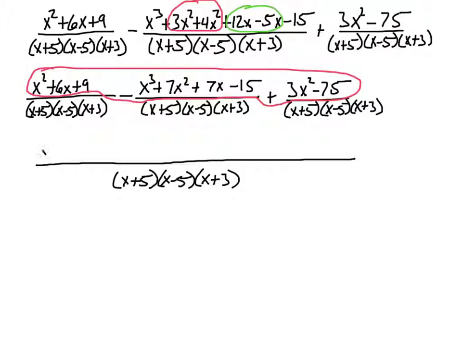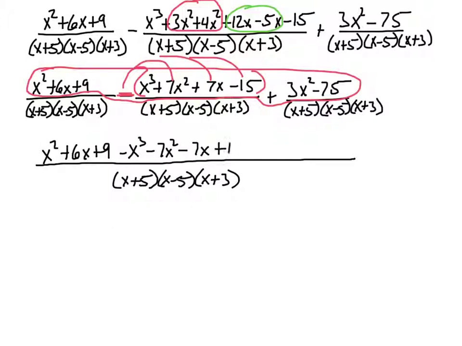So we have x squared plus 6x plus 9 minus, now remember, we are subtracting this entire polynomial. So really, we have to distribute that negative through each one. And rather than having to rewrite the problem yet again, I'm going to distribute that negative at this step. So we have minus x cubed minus 7x squared minus 7x plus 15. And then on the end, we have plus 3x squared minus 75.